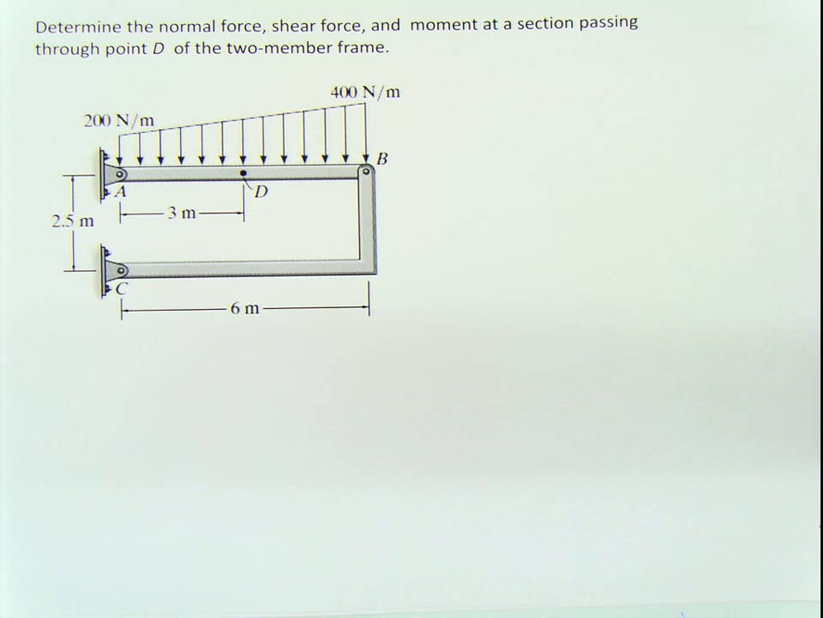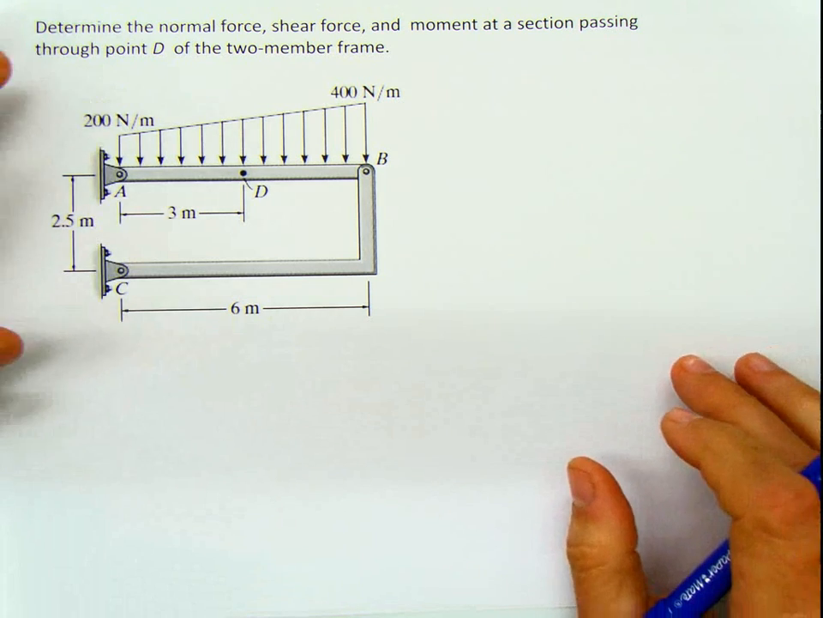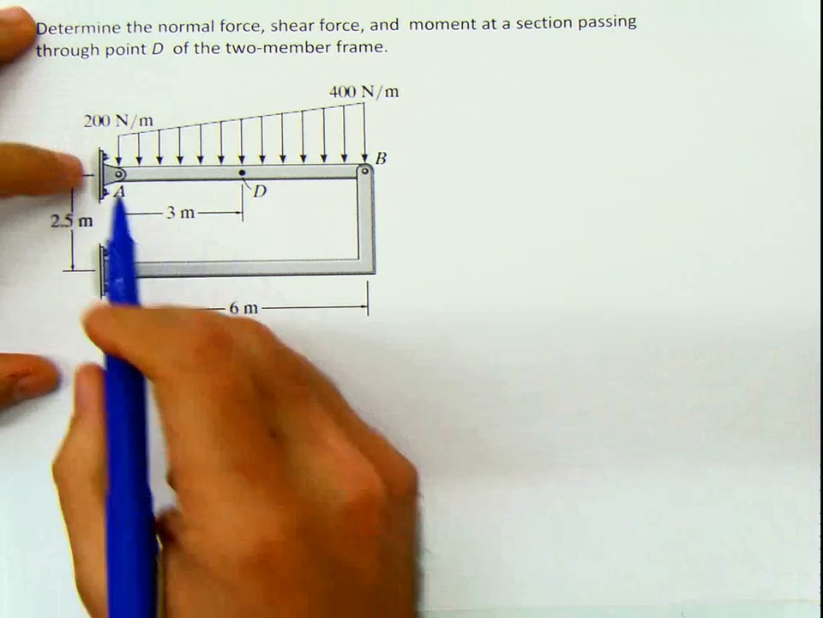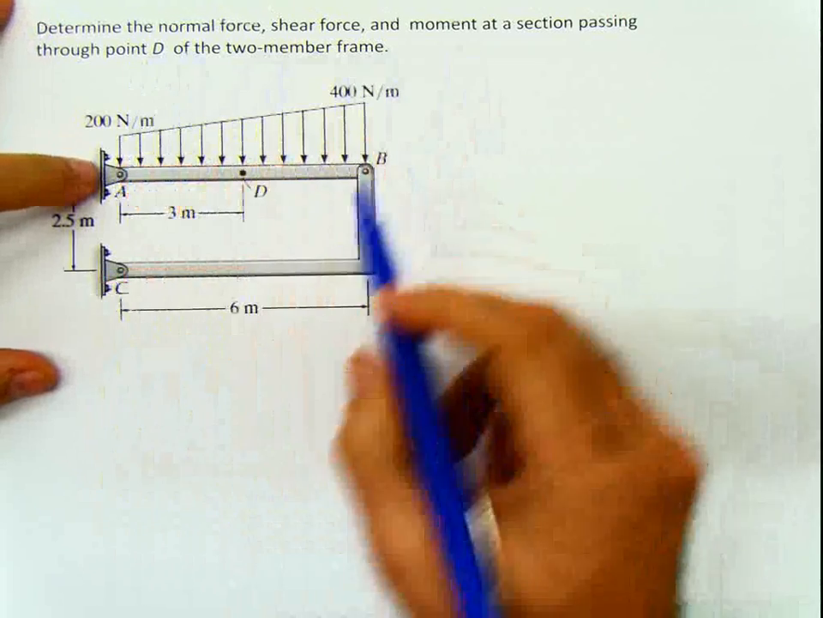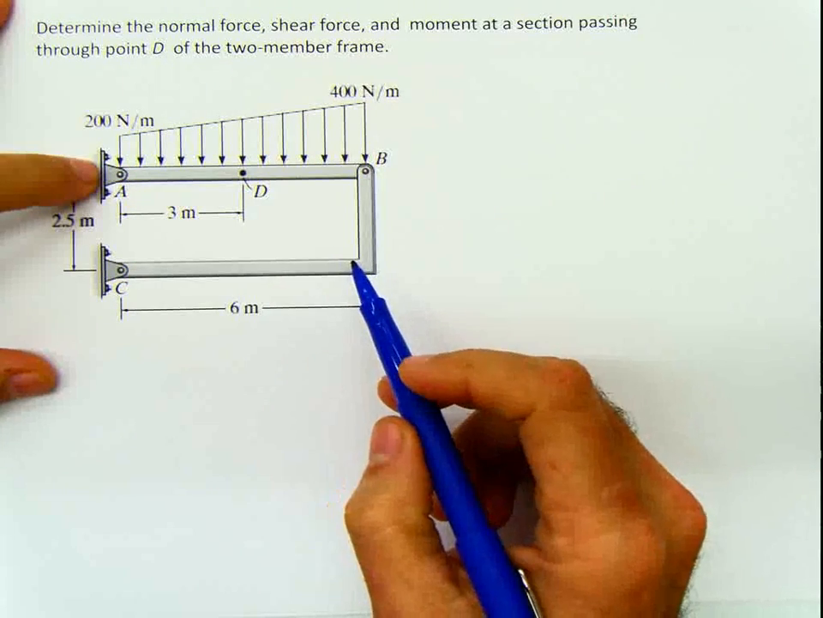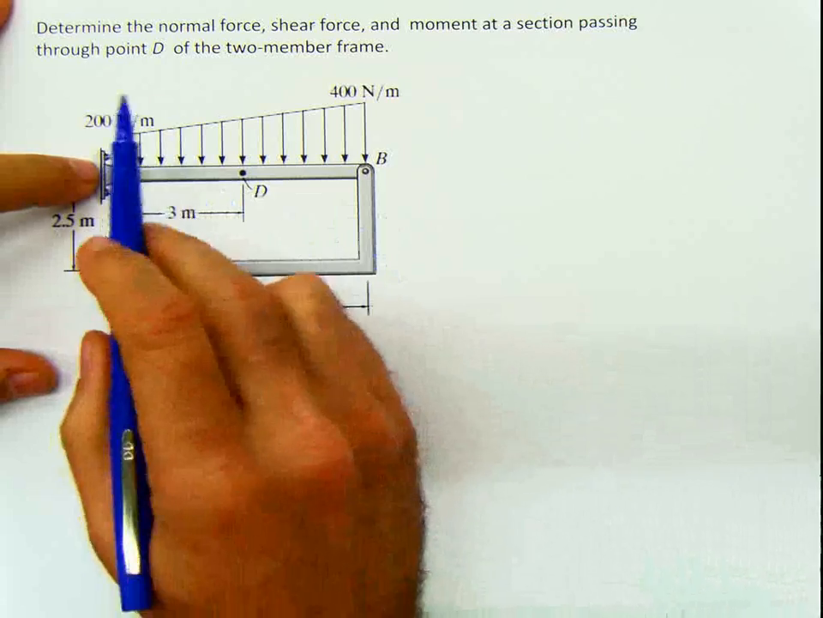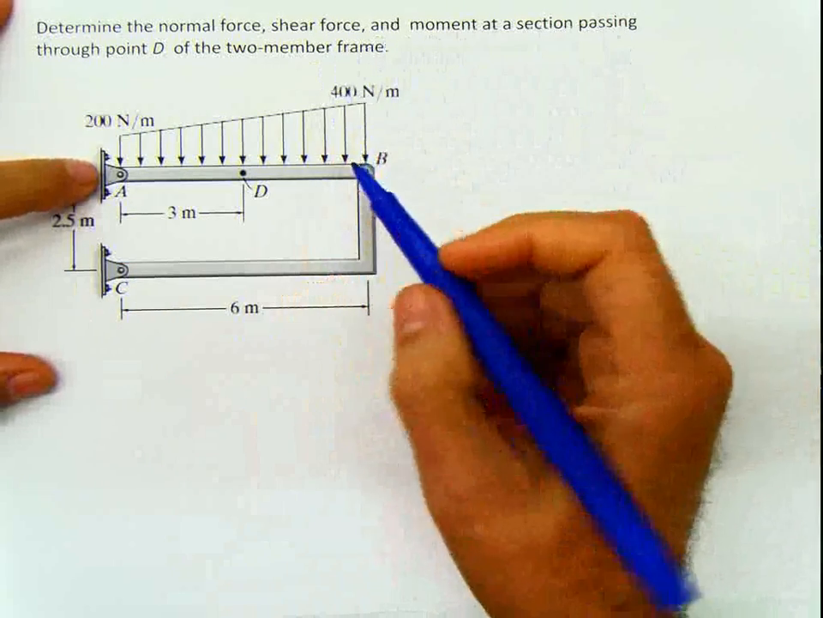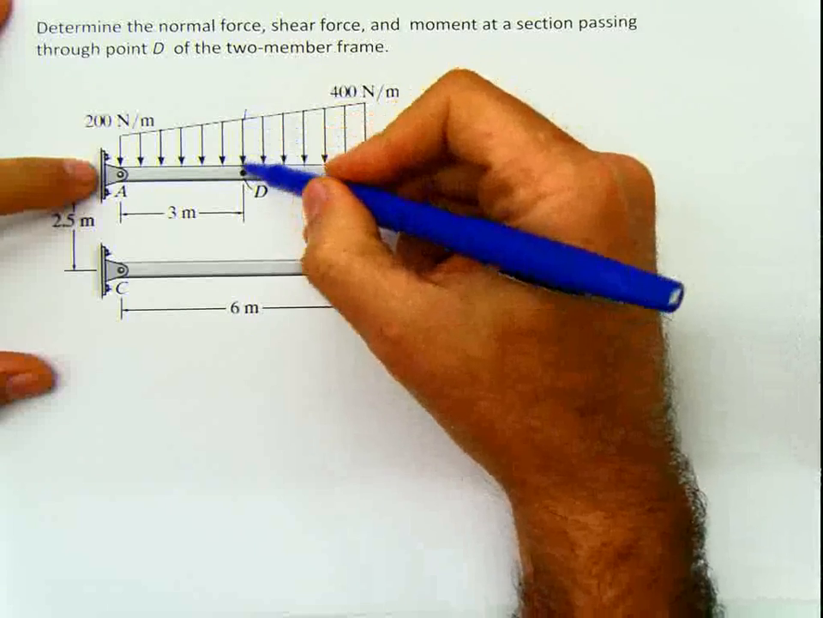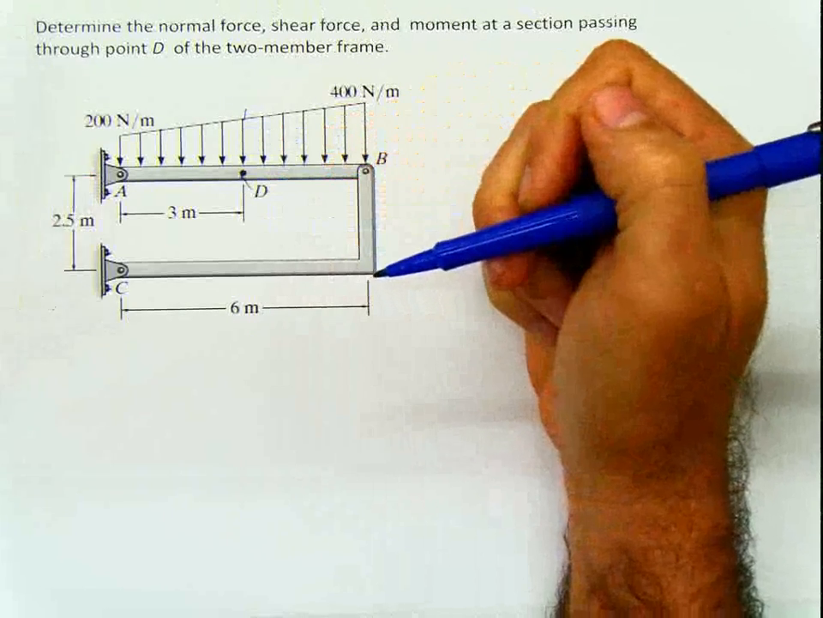Today I'm going to solve some problems regarding internal forces, and I found this one which is kind of interesting. The reason I brought this problem is because instead of having just one element, now we have two members. You see, this is a two-member frame basically here. So the problem is: determine the normal force, shear force, and moment at the section passing through the point D, right here of the two-member frame.